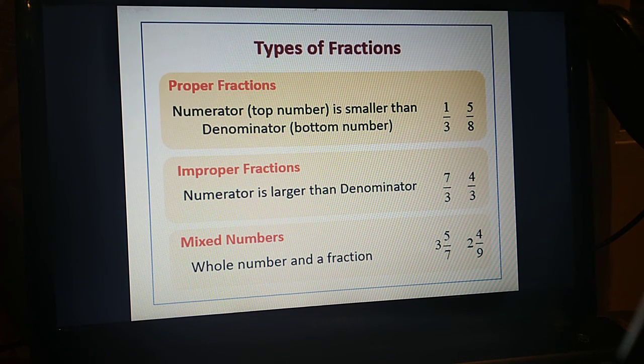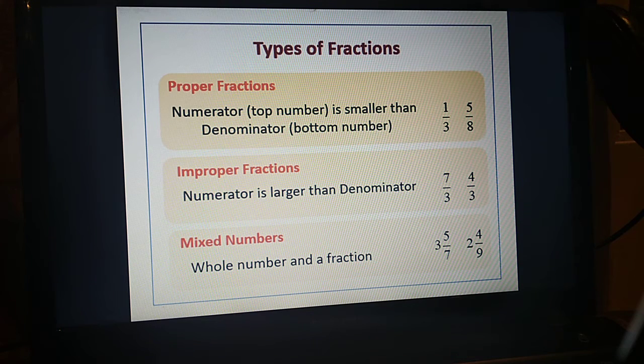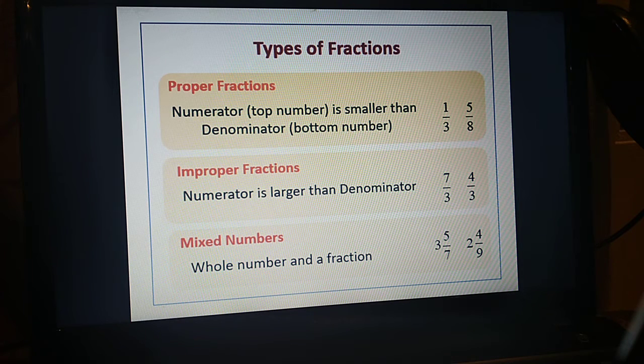Now next we will get to know the types of fractions. Fractions have 3 types: proper, improper, and mixed numbers. A proper fraction is a fraction in which the top number is less than the bottom one, or the numerator is less than the denominator. Examples: 1 out of 3, 5 out of 8.